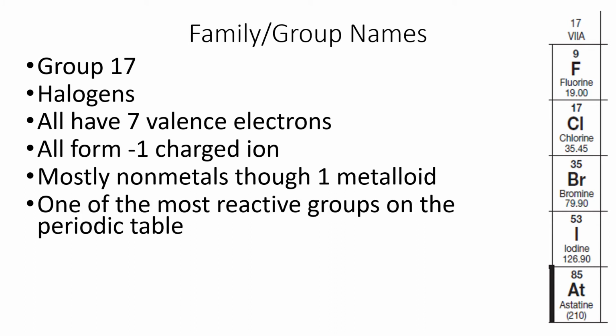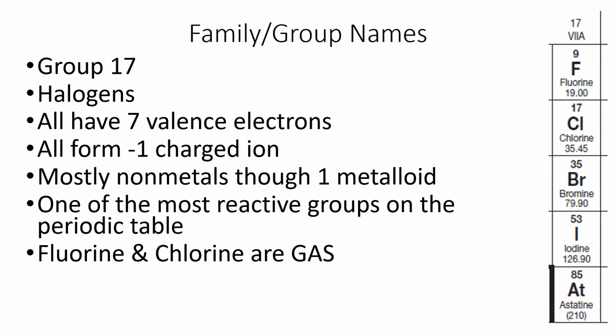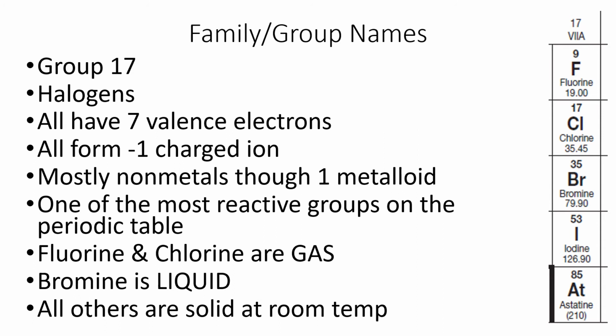And group 17 is the other most reactive group on the periodic table. Group 17 and 1 are both 1 away from being stable, therefore they tend to easily form compounds and bonds. Fluorine and chlorine are gases, bromine is a liquid, and iodine and astatine are solid at room temperatures.